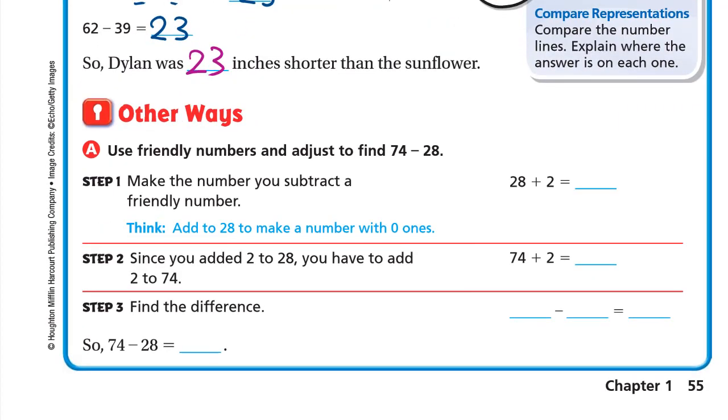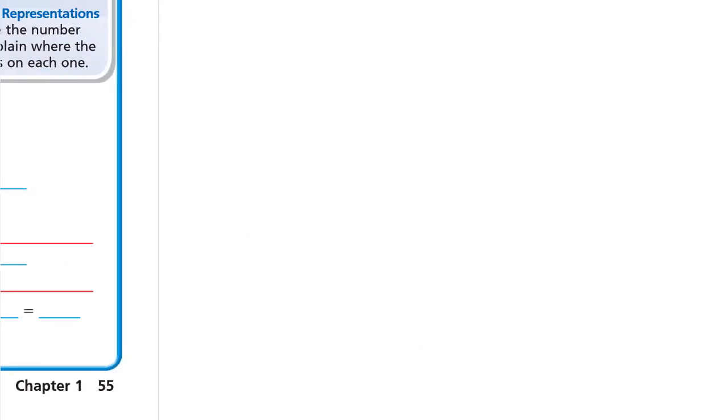Okay, so here we have other ways. We have the friendly numbers. So use friendly numbers and adjust to find 74 minus 28. Okay, before we do it, let me tell you a little something. What is 9 minus 5? Okay, 9 minus 5 is 4. So what if I made the 5 a 6, I gave it 1, and the 9, I gave it 1 also, so 10. So 5 plus 1 is 6, 9 plus 1 is 10. What is 10 minus 6? 10 minus 6 is still 4.